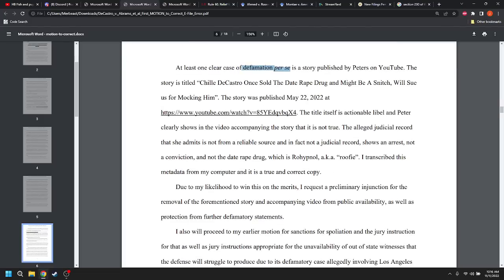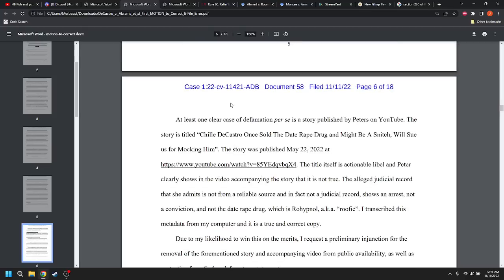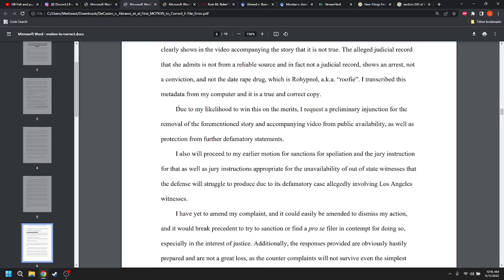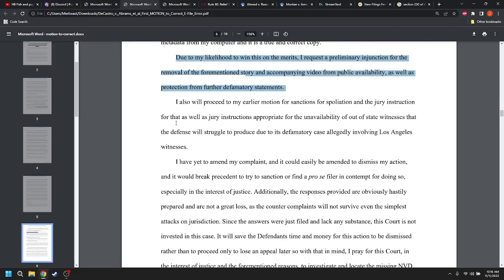And also, we need to establish the actual malice standard, because Chile seems to be ignoring the fact that he's a public figure. He's a public figure. So he actually has to prove that the defendants acted either knowing it was false or with reckless disregard as to whether it was true or false. He has to establish that. And he hasn't done that yet. So, I mean, good luck, Chuck.